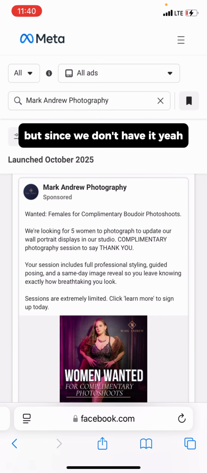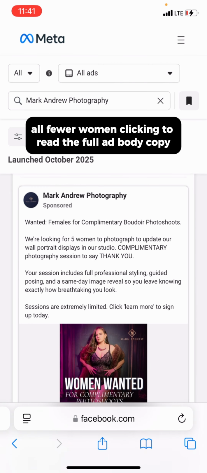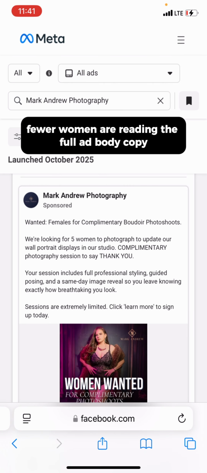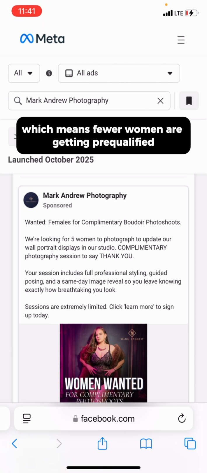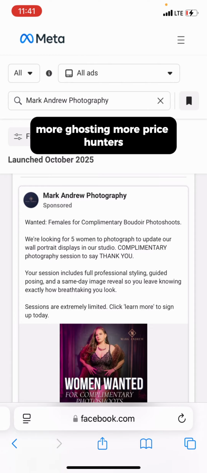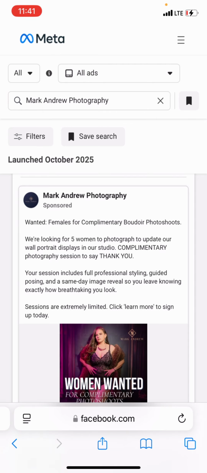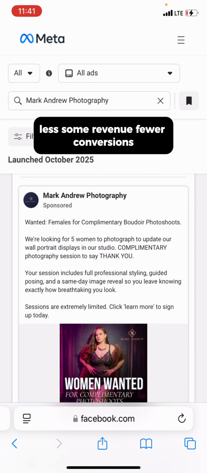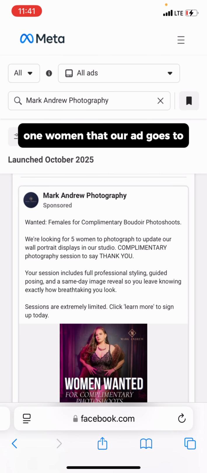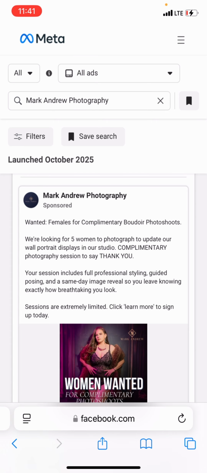But since we don't have it, we get tons more women scrolling by, lower unique CTR, fewer women clicking to read the full ad body copy, which means fewer women are reading the full ad body copy, which means fewer women are getting pre-qualified. So we're having fewer qualified leads, fewer qualified appointments, more ghosting, more price hunters, more price objections, more tire kickers, resulting in less sales, less revenue, fewer conversions, lower ROAS, less bookings from tranche 1 women that our ad goes to. And all that data feeds back into the Meta ad algorithm.